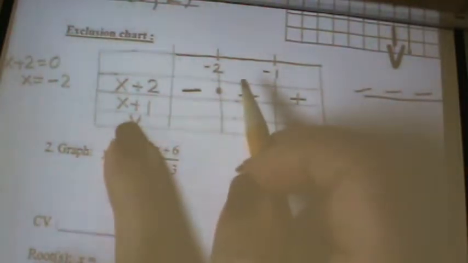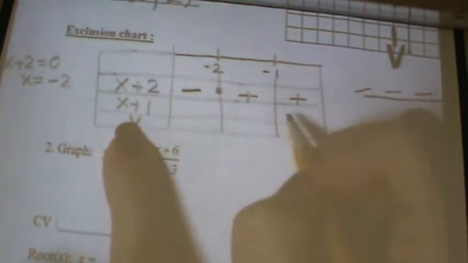I don't get this chart thing, man. Okay, just chill with me for a minute and then it'll make sense.